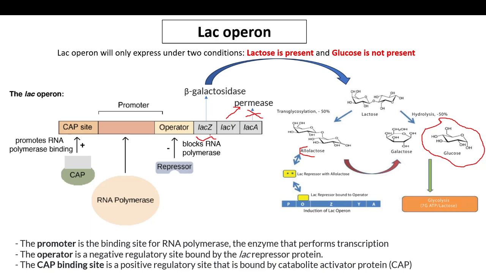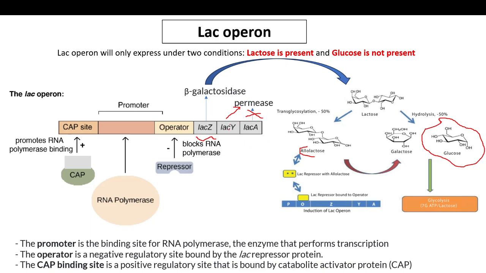But I also mentioned lacY, that is the permease. Now this lactose needs to enter the cell of E. coli. How will it enter? It enters with the help of the permease enzyme, which makes the lactose permeable through the cell membrane of the E. coli so that it can enter the E. coli. That is the role of the permease enzyme.